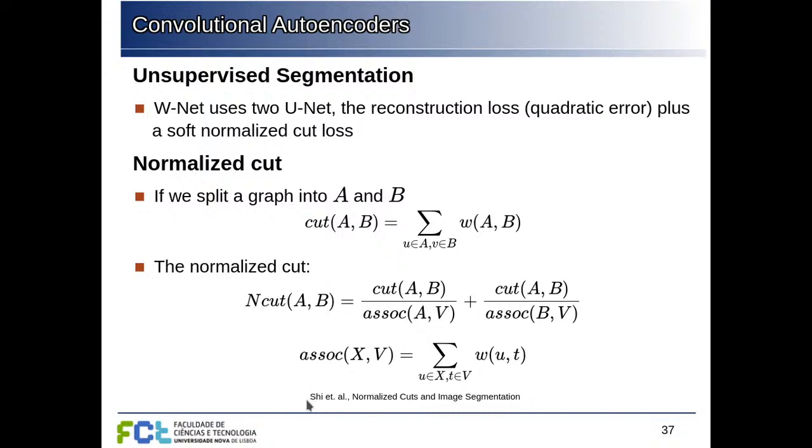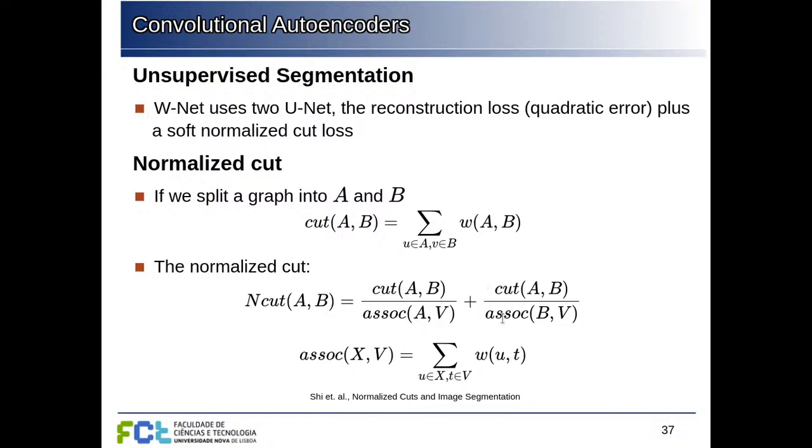For image segmentation, this is not very good, and so these authors proposed the normalized cut, which is when we partition a graph in two parts, A and B, we can sum the cut of this A and B. So basically the sum of the weights of the edges that we had to remove to separate these two sets, divided by the association of A, which is basically the sum of the weights of A to everything in the graph, to the whole graph. And the same thing for B.